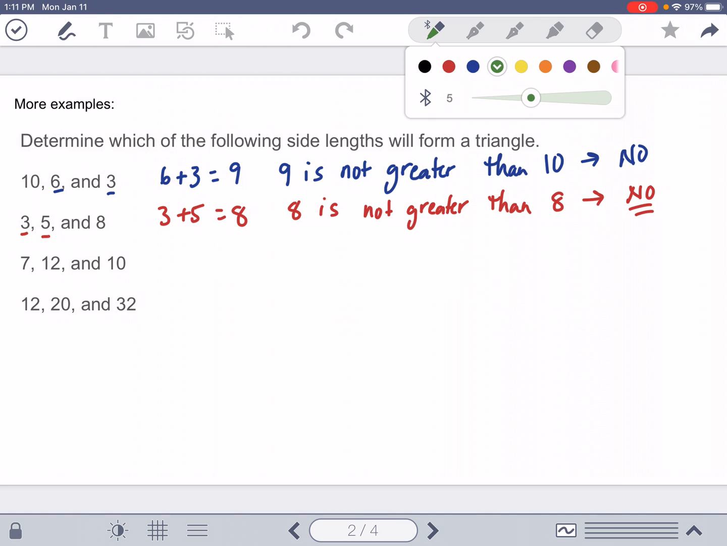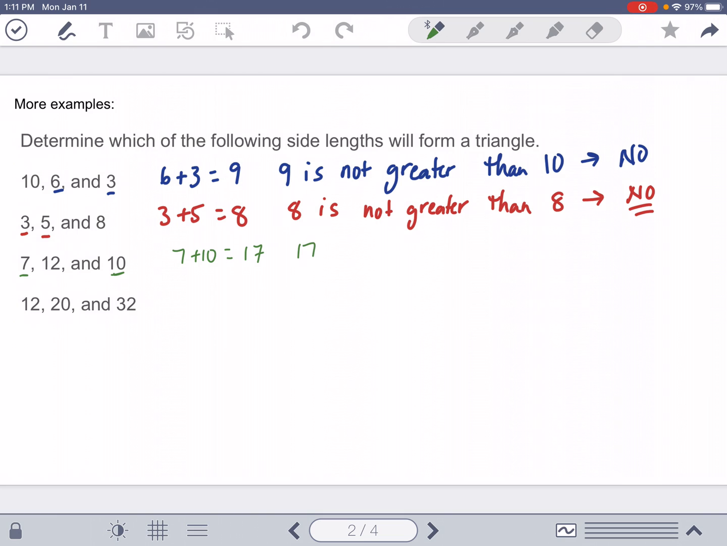Let's go to the next one. 7, 12, and 10. 7 and 10 are the 2 smaller sides. 7 plus 10 equals 17. 17 is greater than 12. So this one would be a yes.